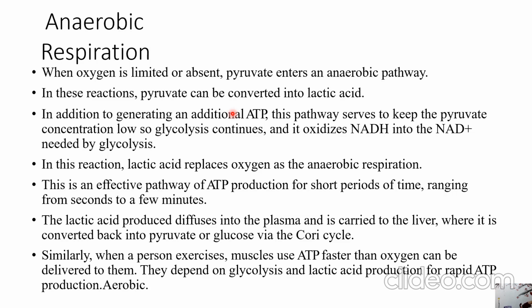Needed by glycolysis. In this reaction, lactic acid will replace oxygen as anaerobic respiration, and this is an effective pathway of ATP production for short periods of time ranging from seconds to a few minutes. So the lactic acid produced diffuses into the plasma and is carried to the liver, where it is converted back into pyruvate or glucose via the Cori cycle.